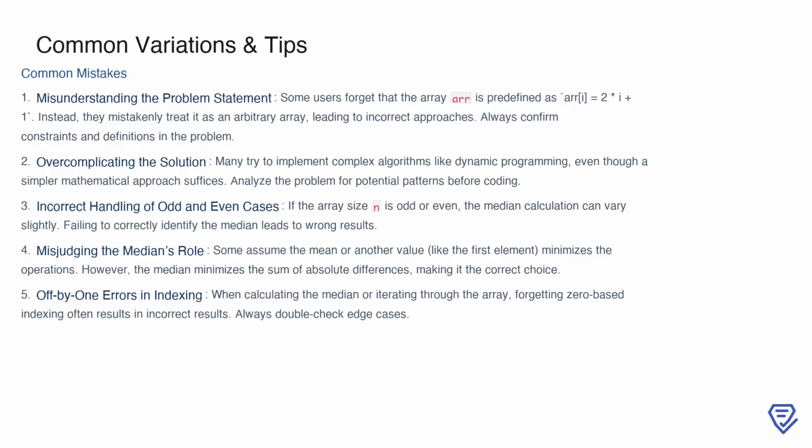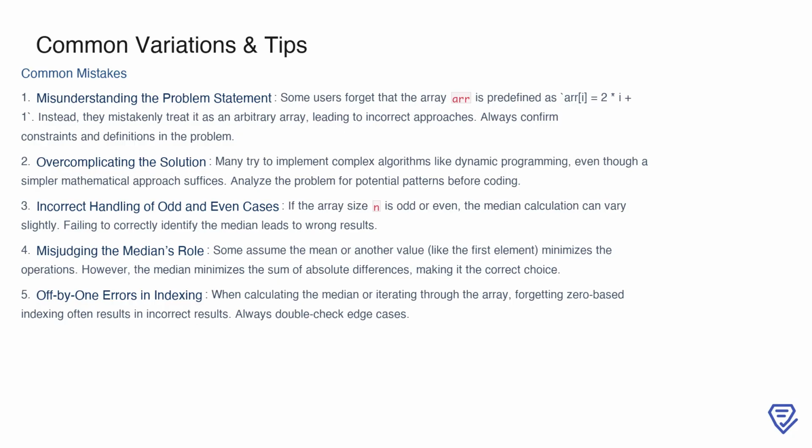Another common pitfall is overcomplicating the solution. For instance, while dynamic programming or other complex algorithms may seem appealing, this problem actually has a much simpler mathematical solution. It's important to analyze the problem for patterns before jumping into code. Additionally, handling odd and even cases incorrectly is another frequent mistake. The calculation of the median can differ slightly depending on whether the array size is odd or even, so getting this wrong often leads to incorrect results.